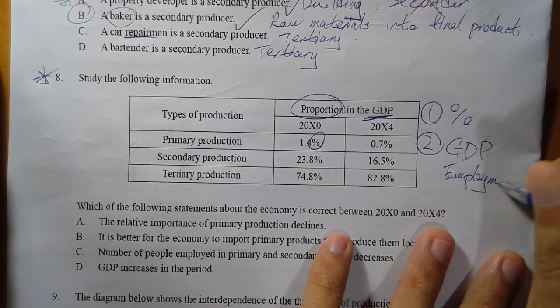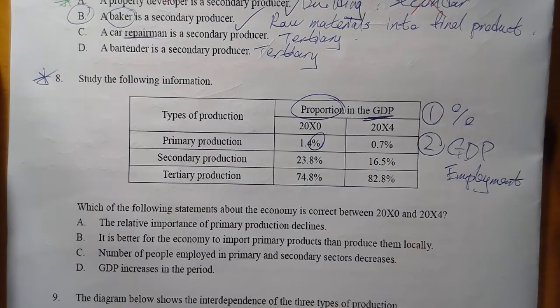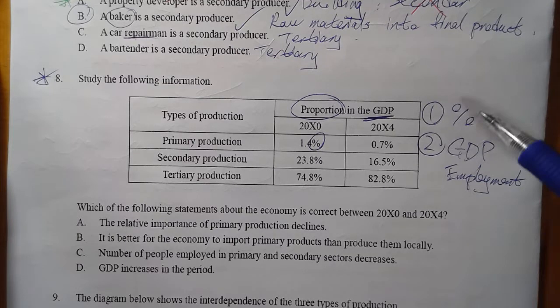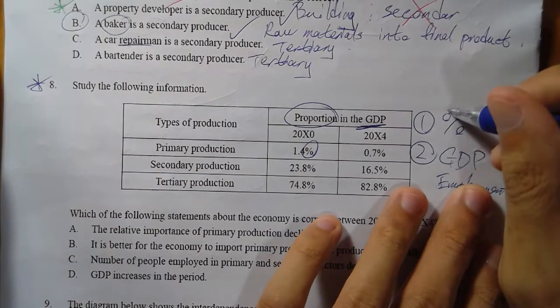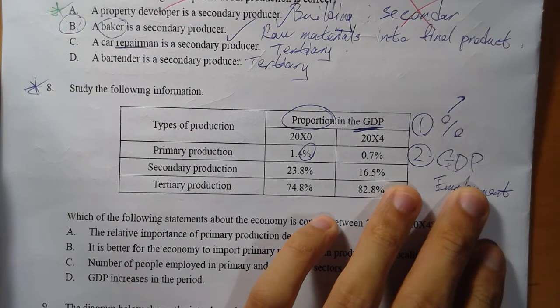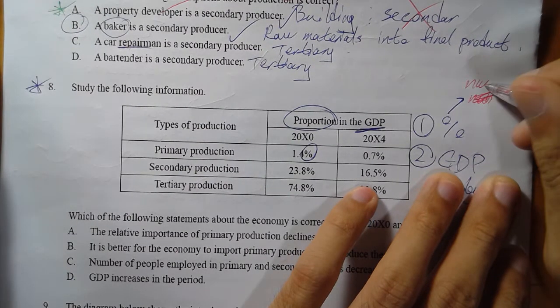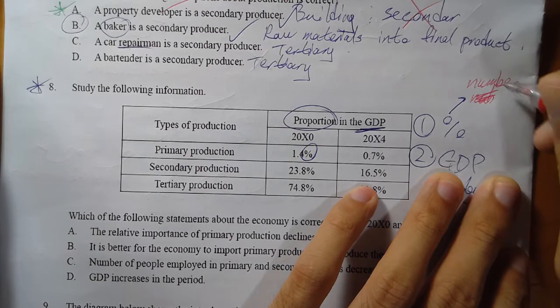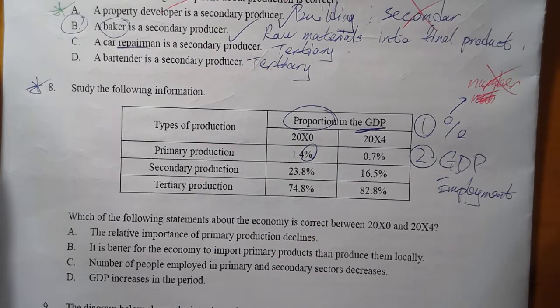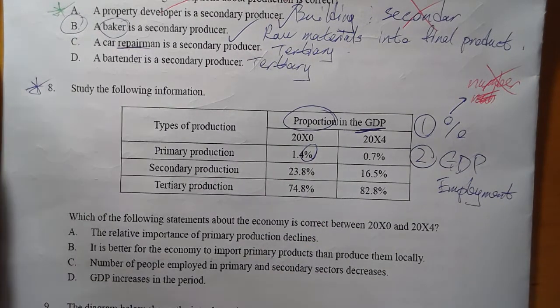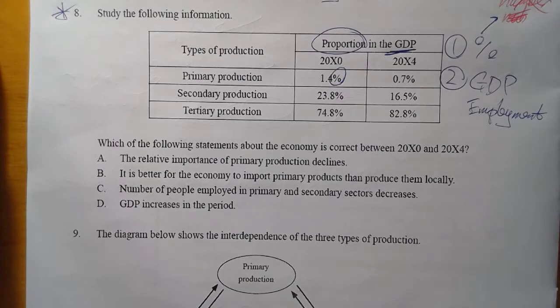Alright, 為什麼你要懂得分這兩個? Because when the table talks about GDP, you cannot draw any conclusion about employment. Vice versa, 是不是? 倒轉都不行啦. So, you need to know this. For percentage, it means that we cannot say anything about numbers. Absolute numbers, alright? 究竟買多了還是買少了呢? No, no conclusion about the absolute number. Alright, now, so, let's move on and look at the options.